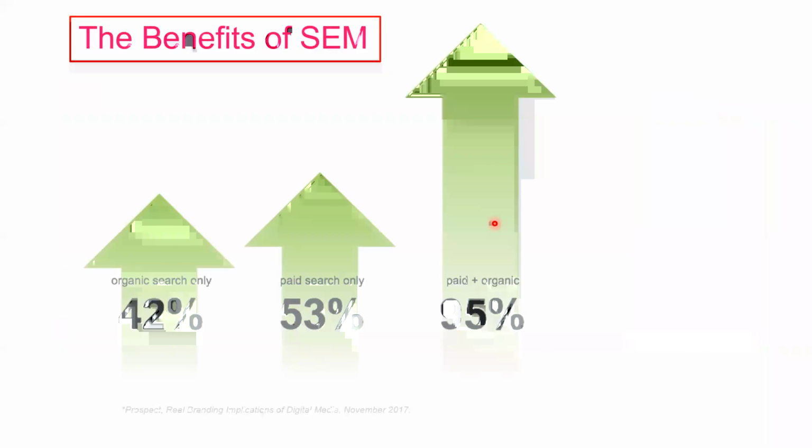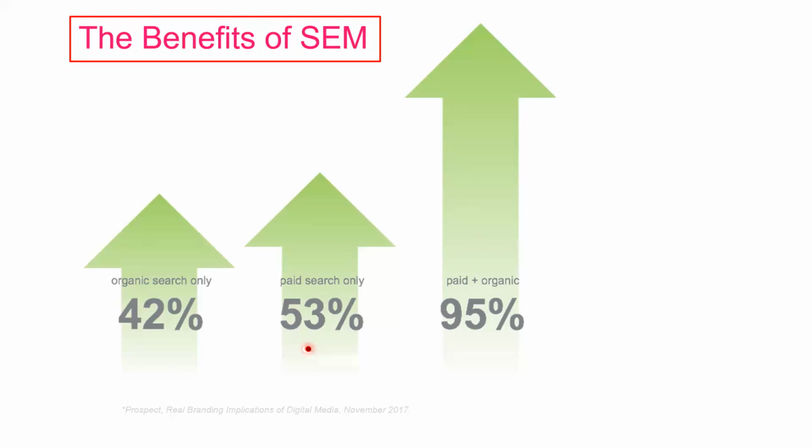Some more benefits. Let's say you only had an organic listing. Well, in that case, you have a 42% likelihood that someone's going to come and visit your website. Let's say you don't have organic and you only have a paid search listing, 53% likelihood. But when you've coupled a paid and organic listing and you're really dominating that page real estate, you have a 95% likelihood of that user coming to your site and performing whatever action you need, whether it's a phone call, an e-commerce purchase, or filling out a form, whatever your goal may be.